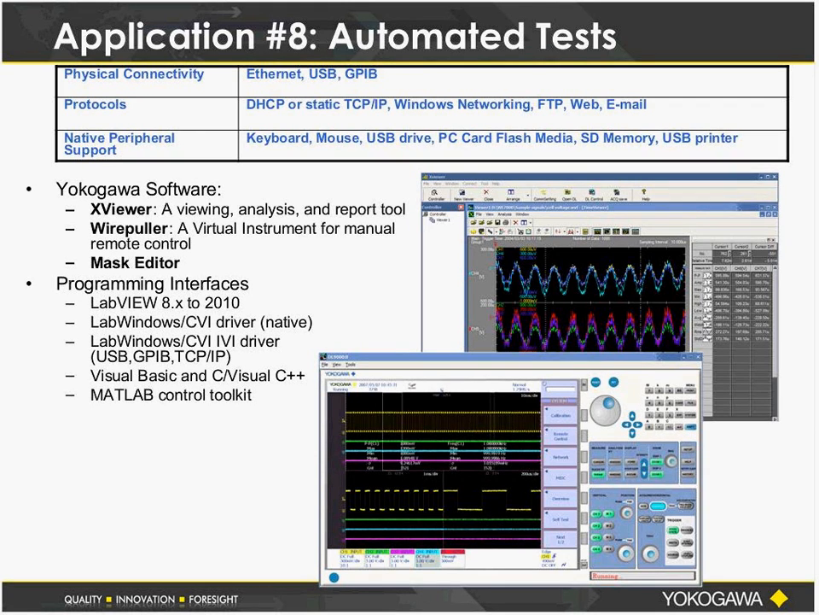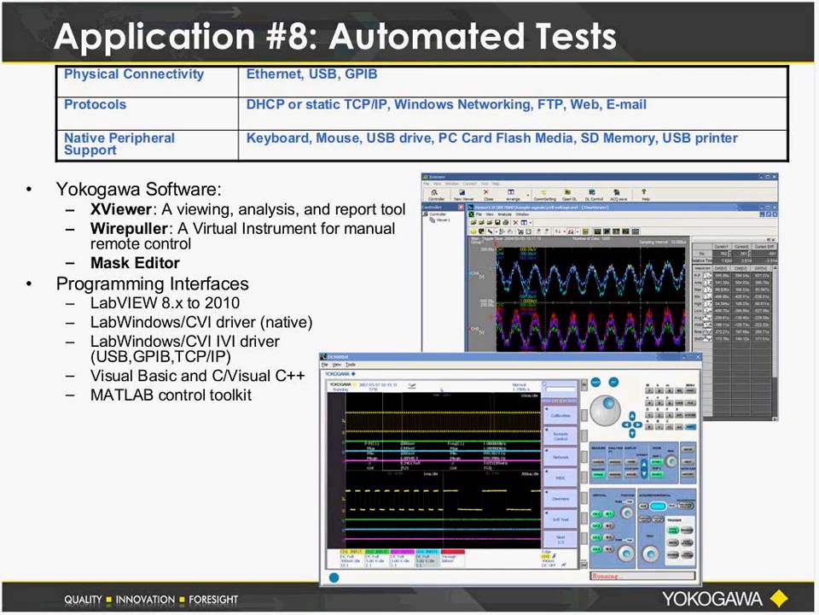Last application is automated testing. Obviously, traditional oscilloscopes are used on the bench. Most of the time, we see a lot of button pushing and interactive use, but usually those manual tests will translate into automated tests during the design validation and manufacturing cycles. And to do that, you'll want to have software tools that allow virtual control of the instrument and software drivers.